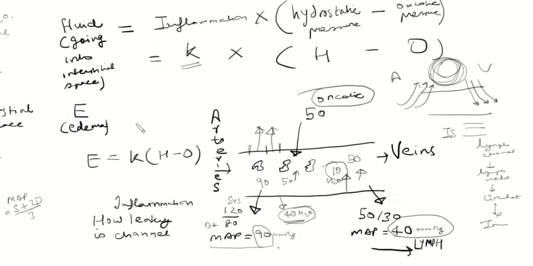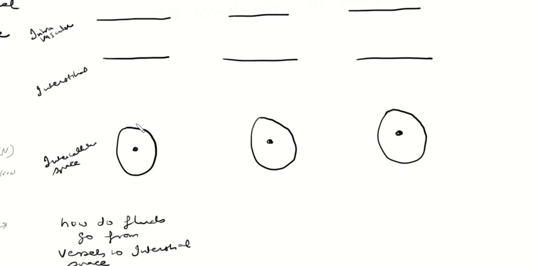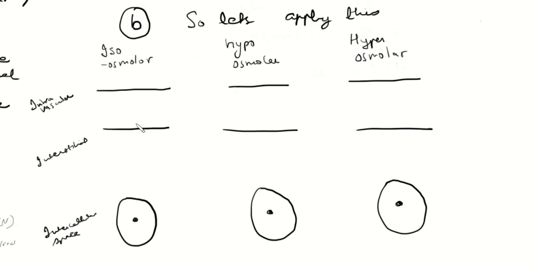Okay? So let's do a quick recap. Well, let's talk about the last part of this before we do a recap of this video or this part. We're going to talk about applying what's going to happen. So we've talked about how things move from intravascular to interstitial space just a second ago, which has got to do with K times H minus O. That's how the fluid moves. Okay, so now I understand that.